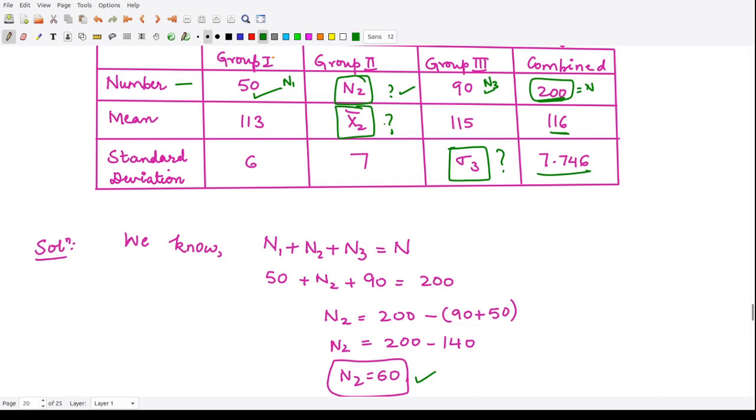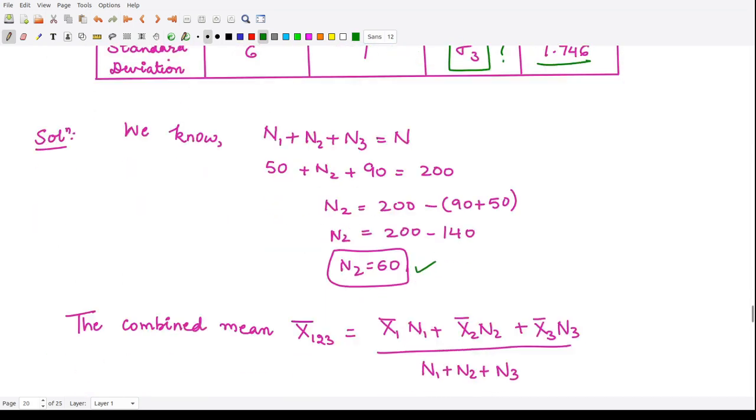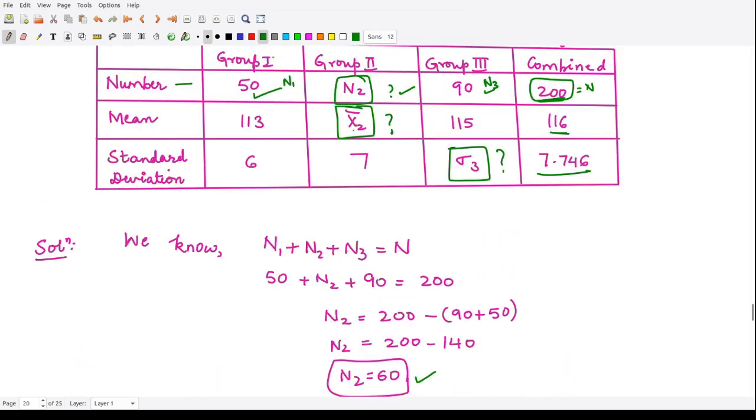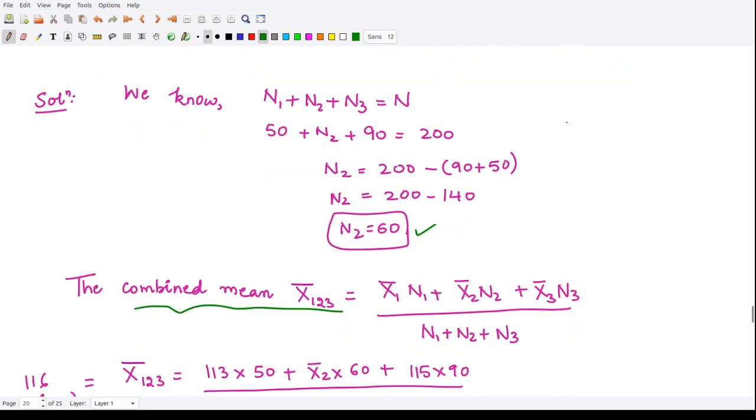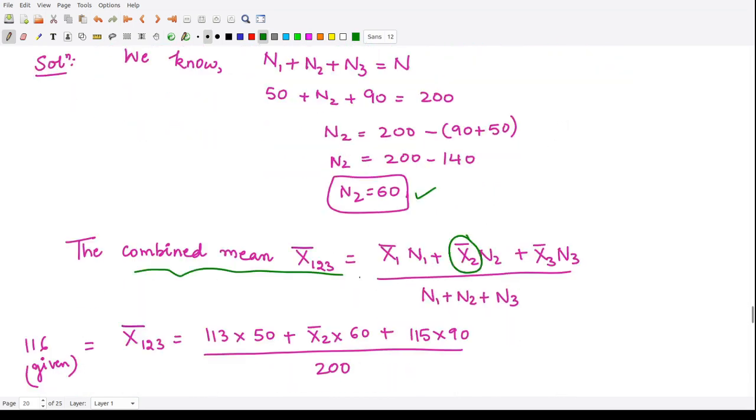Now the next task is to first calculate the mean. So we'll use the formula for combined mean. Because there are three groups, the combined mean is denoted by x bar 1, 2, 3. Its formula is given by the first mean multiplied by the number of elements in the first group, plus the second mean into the number of elements in the second group, plus the third mean into the number of elements in the third group, divided by the total number of elements. Now here x2 bar is not known, whereas we know all the other quantities. We know the value for this one, which is given to be 116 here.